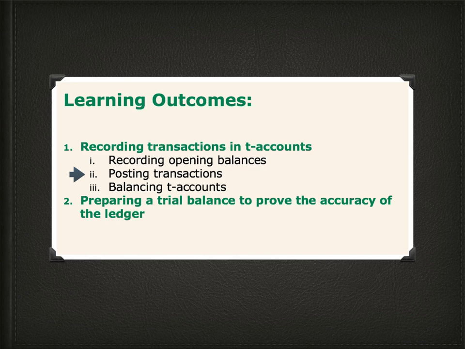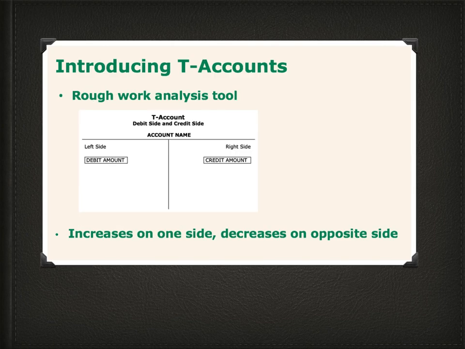So today what we're looking at is how to record transactions in these T accounts. What we learned last class is that T accounts are not really part of the formal accounting records of the business. It's just a rough work analysis tool. It's called a T account because it's shaped like a T with the account name at the top, and then the account divided into a left side and a right side. The left known as the debit, the right known as the credit. Increases happen on one side and the decreases are happening on the opposite side.